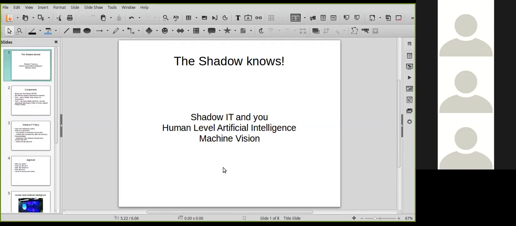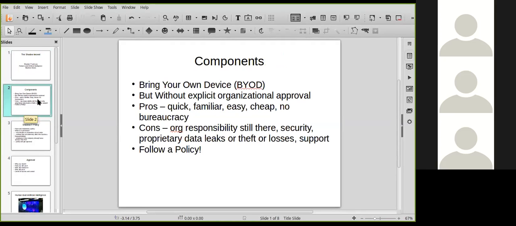The first thing that we'll do is discuss some shadow IT and this human level artificial intelligence with some machine vision. So here's some first things. The shadow IT actually starts with bring your own device. And you can do that, but if you are going to bring your own device, you really should make sure to have explicit approval from the organization. And there's a reason for that.